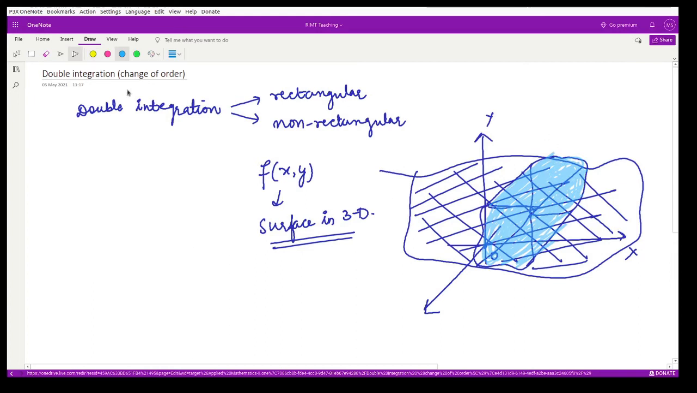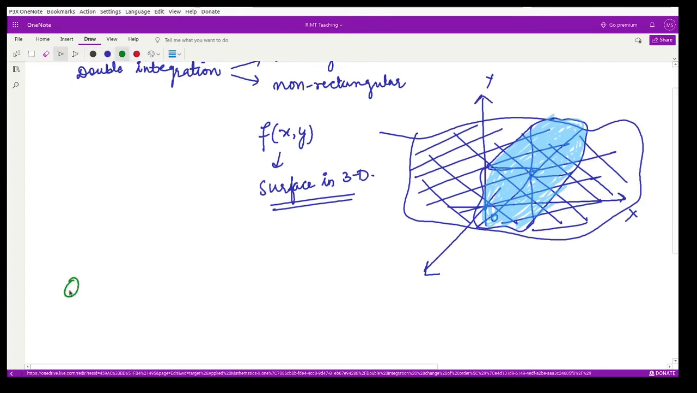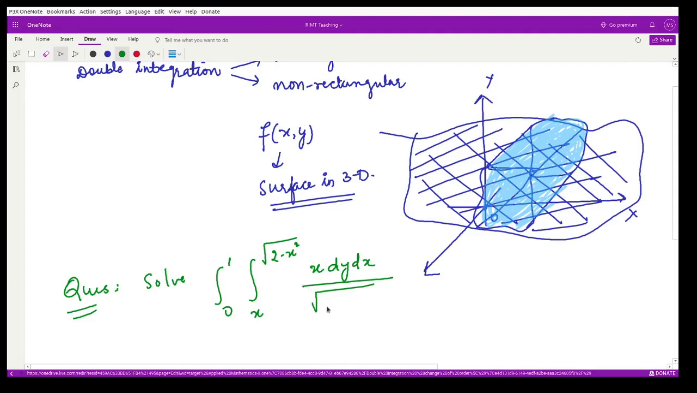So here let us try and solve one question. The question is, solve the integration from 0 to 1, integration from x to square root of 2 minus x square, x dy dx divided by square root of x square plus y square, right? So this is the integration that you are given to solve.